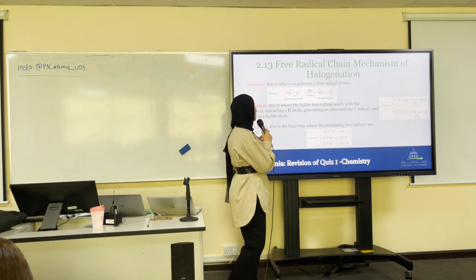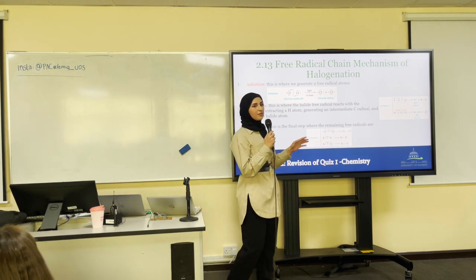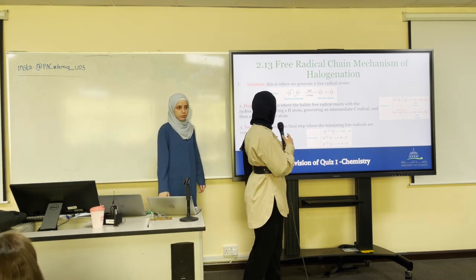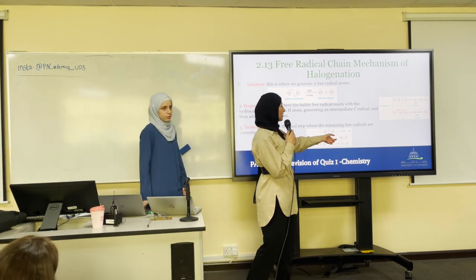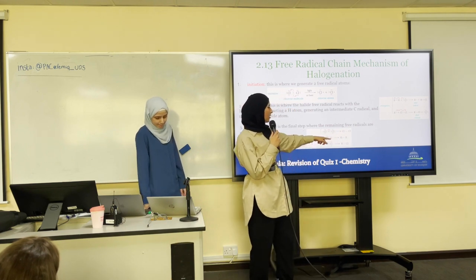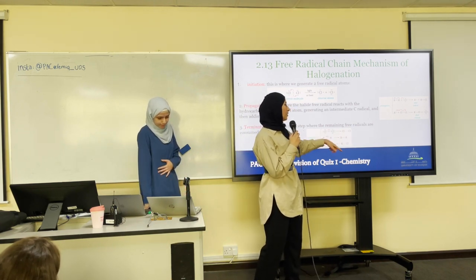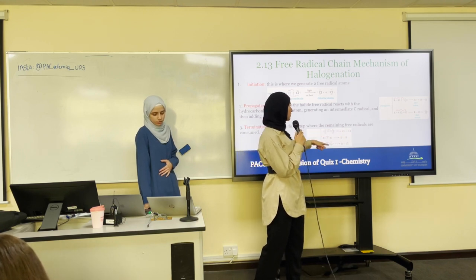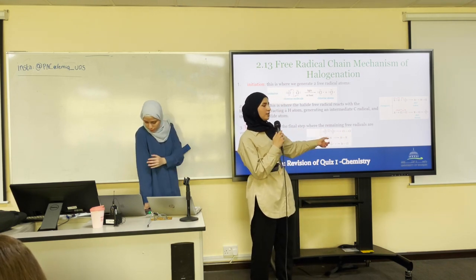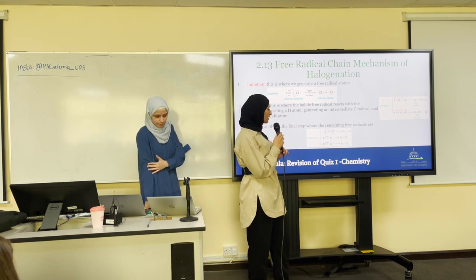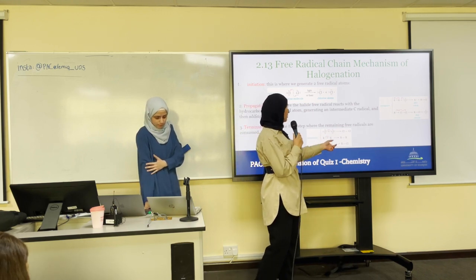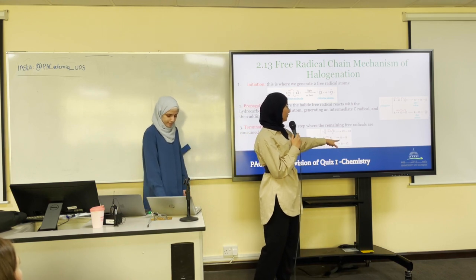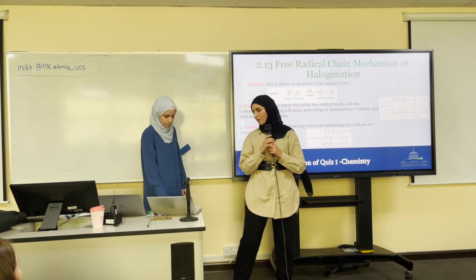Then in termination, this is when we take up all the free radicals and form molecules. The two chlorine radicals form a chlorine molecule. The two R radicals form an alkane, an R-R bond. And then an R radical with a Cl forms the chloroalkane.